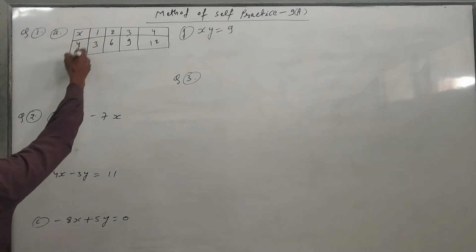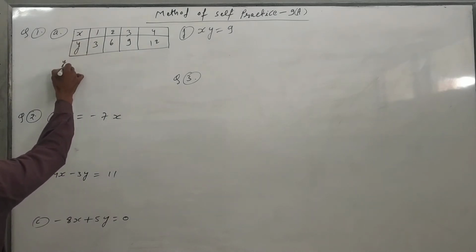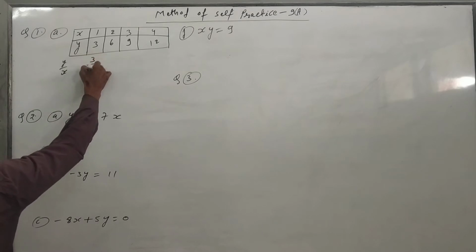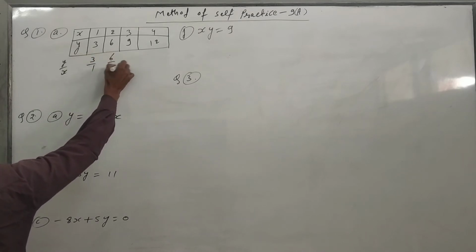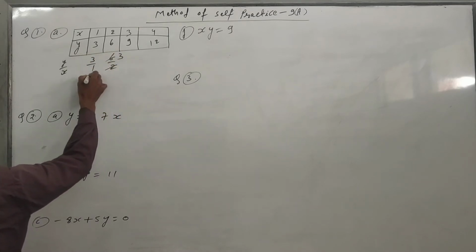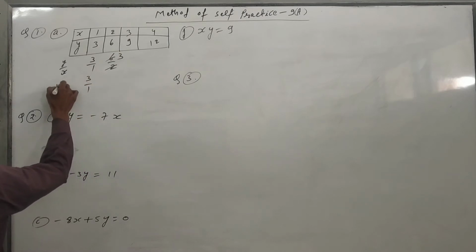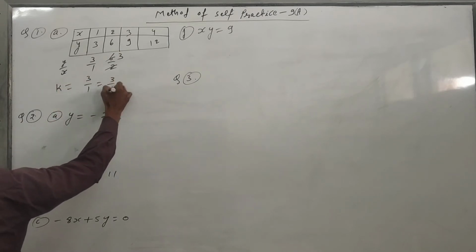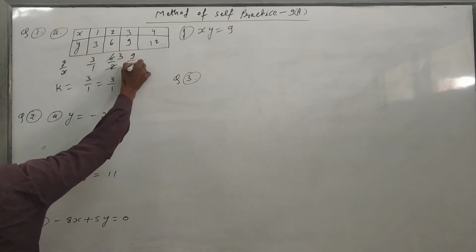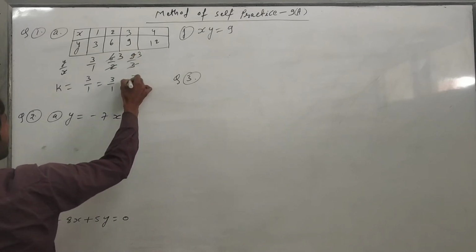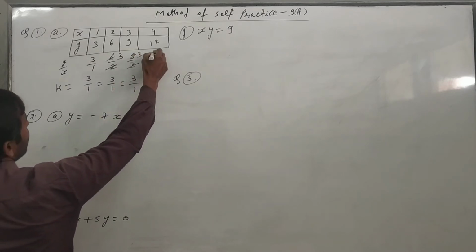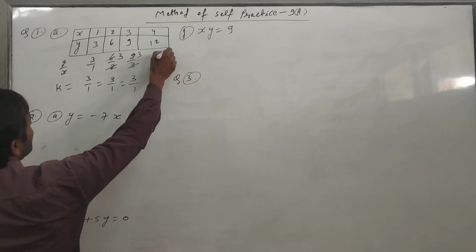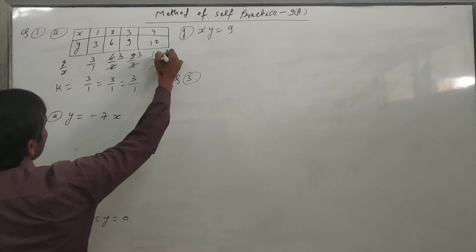Just find y upon x, you can find it like this. So 3 upon 1 will come here, and here 6 upon 2 will come, cancel out, it will come also 3 upon 1. So k is equal to 3 upon 1, again also 3 upon 1. 9 upon 3, cancel out, 3 threes are 9, so again it will come 3 upon 1. Now 12 upon 4, again we will cancel out, it will come 3 upon 1.